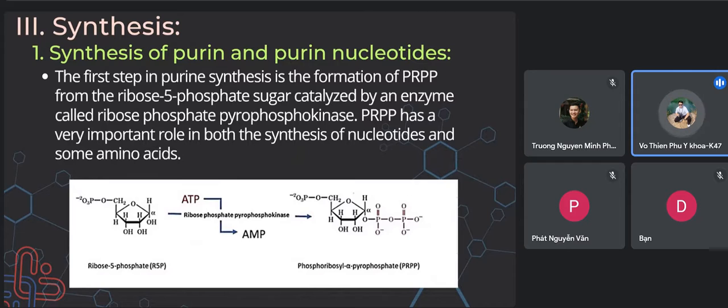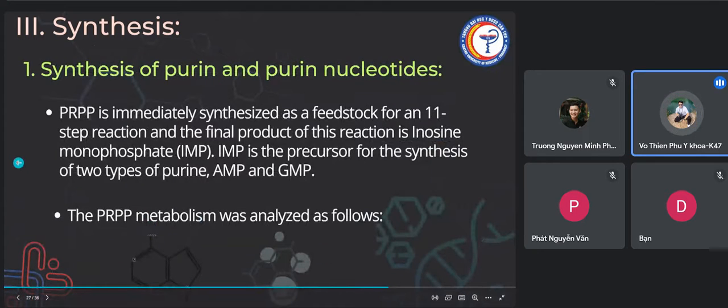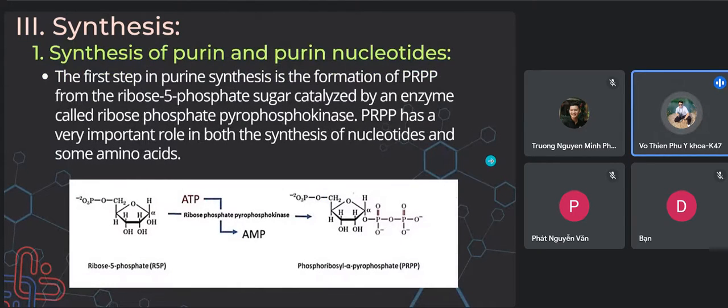The first step in purine synthesis is the formation of PRPP from the ribose phosphate sugar, catalyzed by an enzyme called ribose phosphate pyrophosphokinase. PRPP has a very important role in both the synthesis of nucleotides and some amino acids. PRPP is immediately used as a feedstock for an 11-step reaction, and the final product of this reaction is inosine monophosphate. IMP is the precursor for the synthesis of two types of purine, AMP and GMP.